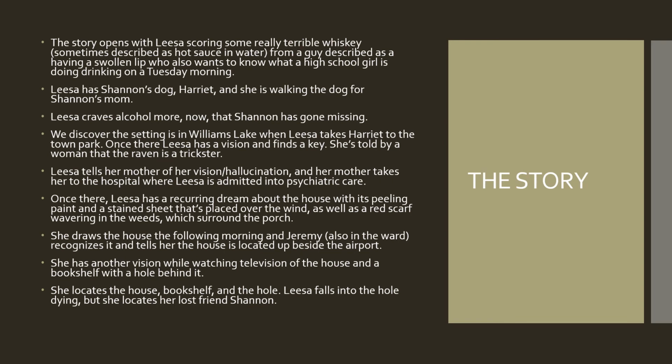Once there, we are told about her recurring dream: the house with its peeling paint, a stained sheet placed over the window, as well as a red scarf wavering in the weeds which surround the porch. She draws the house the following morning, and Jeremy, also in the ward, recognizes it and tells her the house is located up beside the airport. She has another vision while watching television, about the house with a bookshelf and a hole behind it. She locates the house, the bookshelf, and the hole. She falls into the hole and dies, but at the end of the short fiction piece, she does locate her lost friend, Shannon.